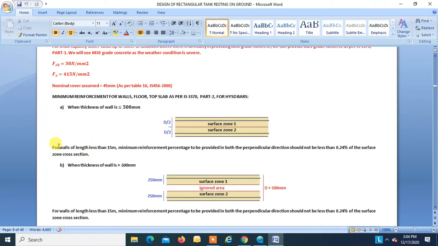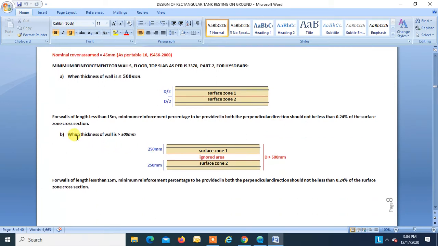Our length of the wall is 6 meters, which is less than 15 meters. So we will use the minimum percentage of steel as 0.24. The minimum steel here will be D by 2 into 1 meter, that is the section, into 0.24%, which you have to at least provide. And in this zone it will again be D by 2 into 1 meter into 0.24%, right?